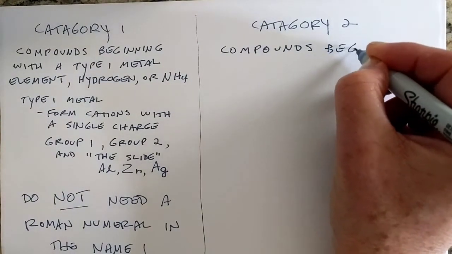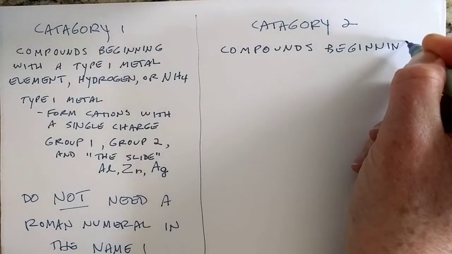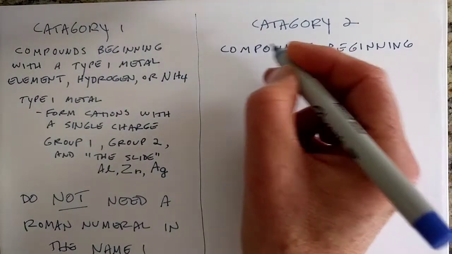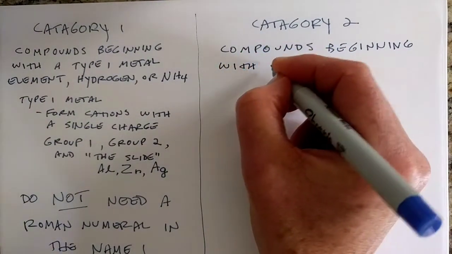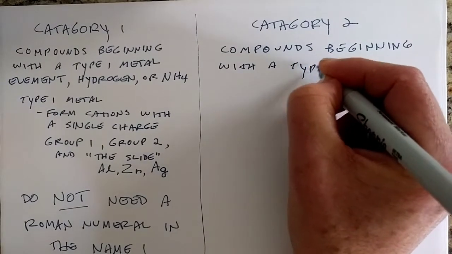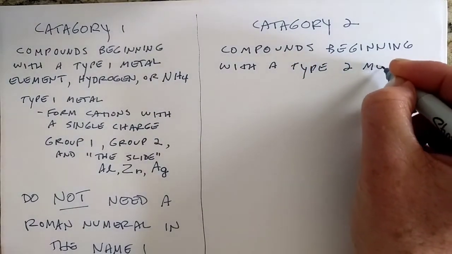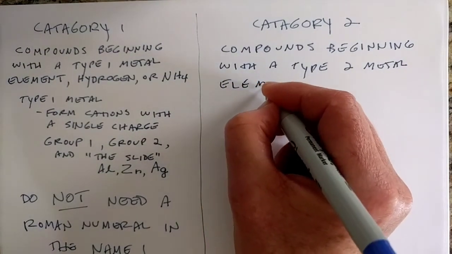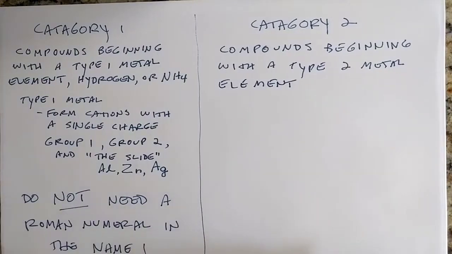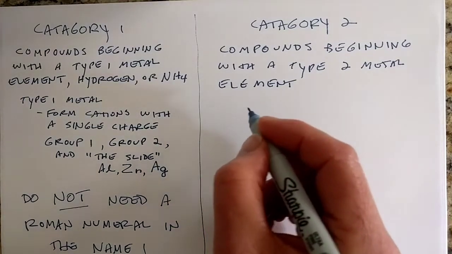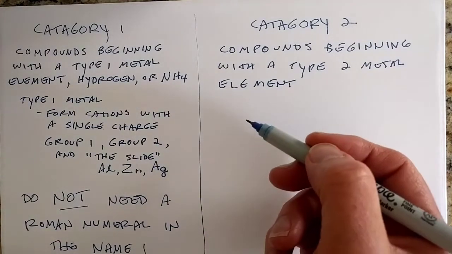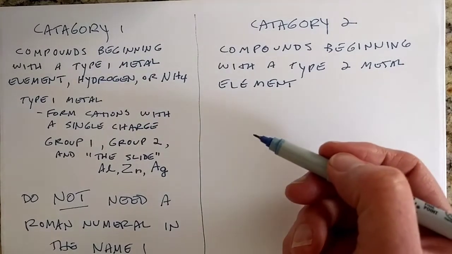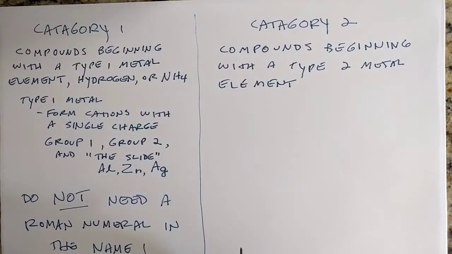beginning with a type 2 metal element. All right, so these are any metal that's not type 1. That's simple as that. Any metal that's not type 1. So these are our D block, F block, P block, except for the slide.